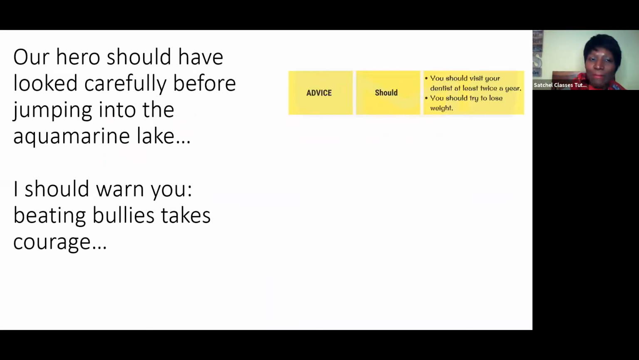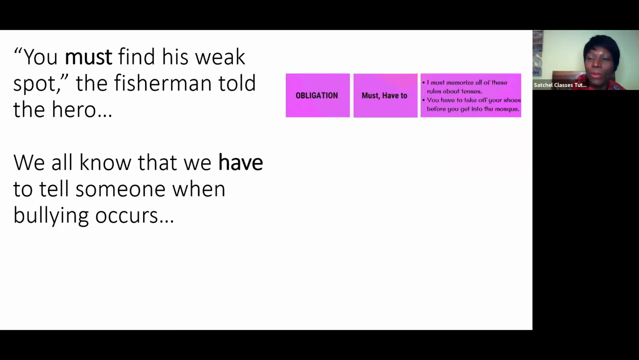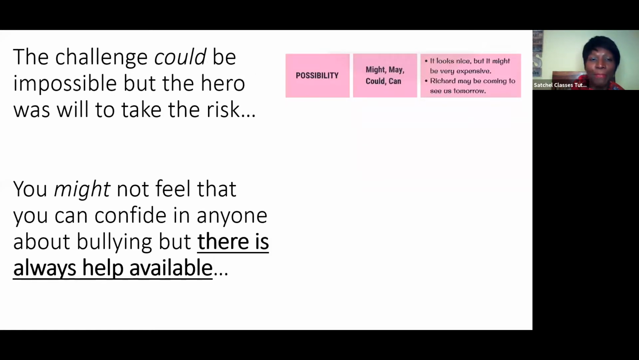What about advice? Our hero should have looked carefully before jumping into the aquamarine lake. That would have been the advice. He should have done this. I should warn you, beating bullies takes courage. So that should is advisory. But then these are more to do with duty, to do with what is necessary, what is obligatory. You must find his weak spot, the fisherman told the hero. So it's an obligation. We all know that we have to tell someone when bullying occurs. So that sense of duty and obligation through that modal verb.